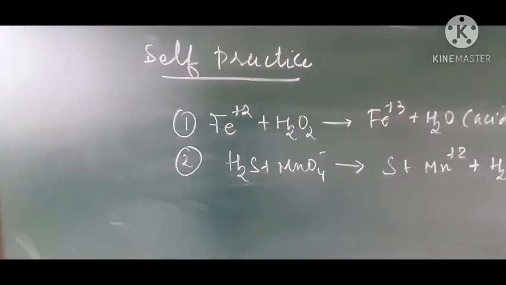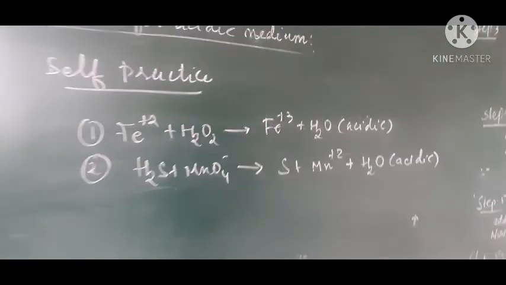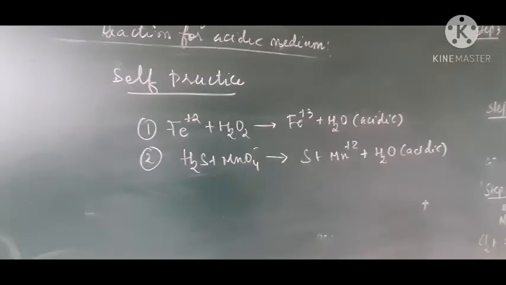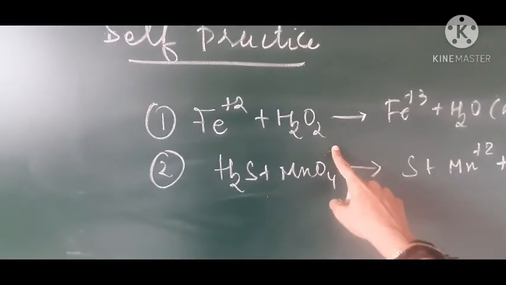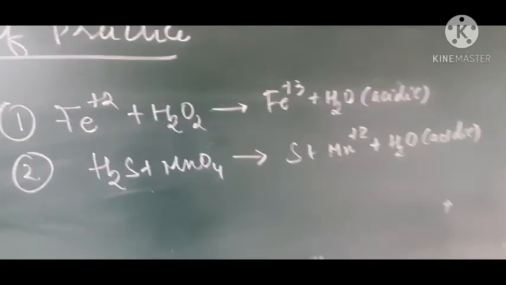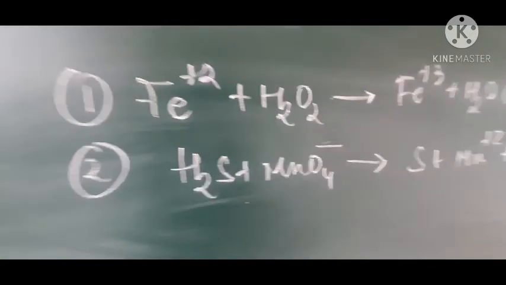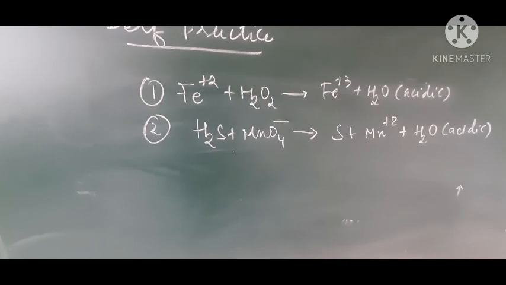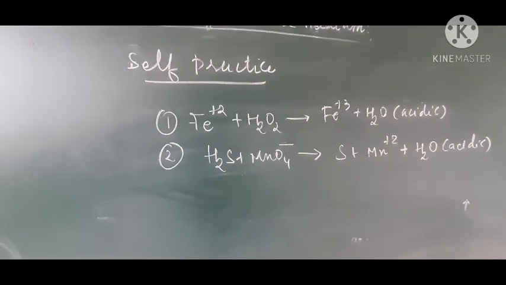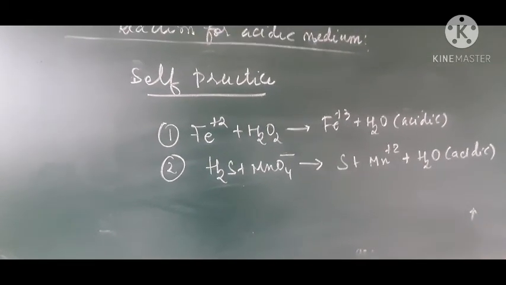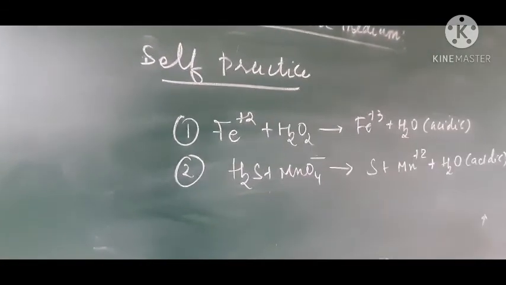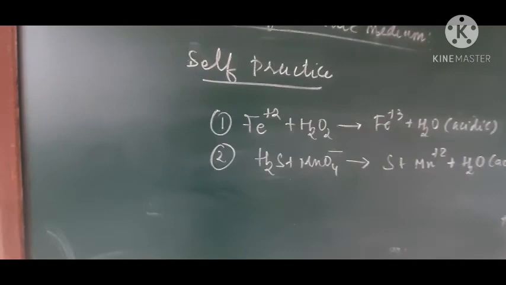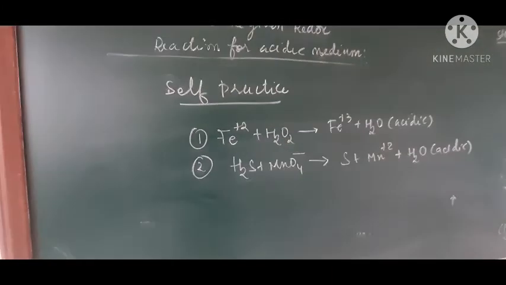So here, when we talk about the half reaction method, this is a self practice for acidic medium and basic medium. Already we have done 4 of the reactions. In the next class, we'll see how the balancing of redox reactions is done by the ion electron method, using the half reaction method. Already we have discussed the steps. In the next class, we'll start with balancing by the half reaction method.